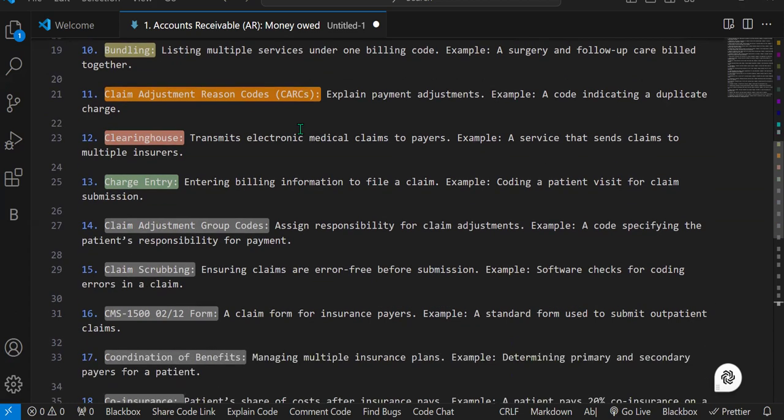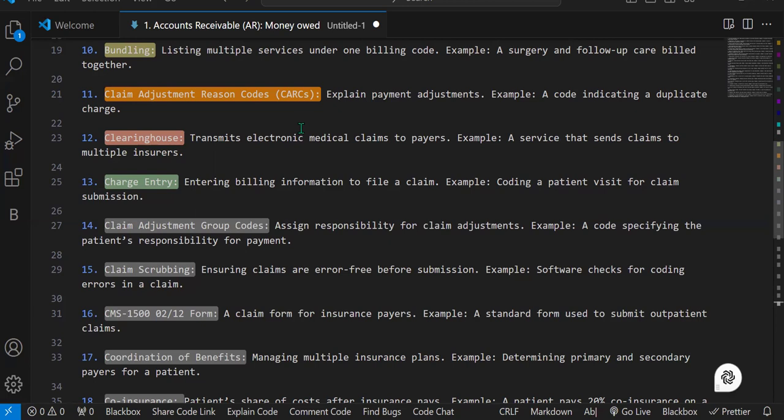Claim scrubbing: ensuring claims are error-free before submission. Example: software checks for coding errors in a claim. What is claim scrubbing? Ensuring claims are error-free before submission. For example, when the doctor's office gives the claim to the insurance company, before sending it, it checks whether the claim is correct or not. That is called claim scrubbing.